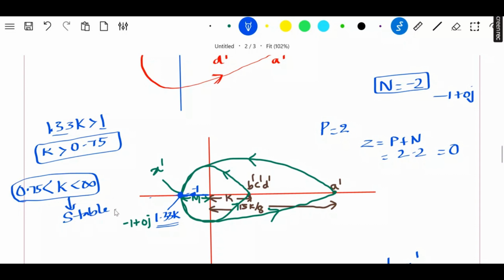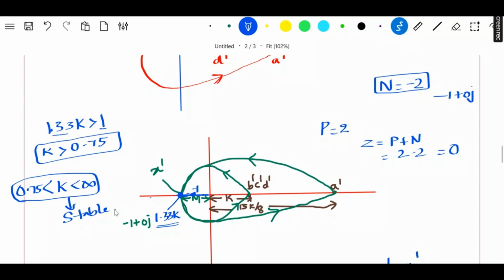This question can also be asked like, find out the range of K for the system to be stable. They don't only ask you to plot the Nyquist contour, they might also ask you to find the condition of K so that the system becomes stable. That is the last prediction I did, for finding the range of K. I hope you understood this problem.